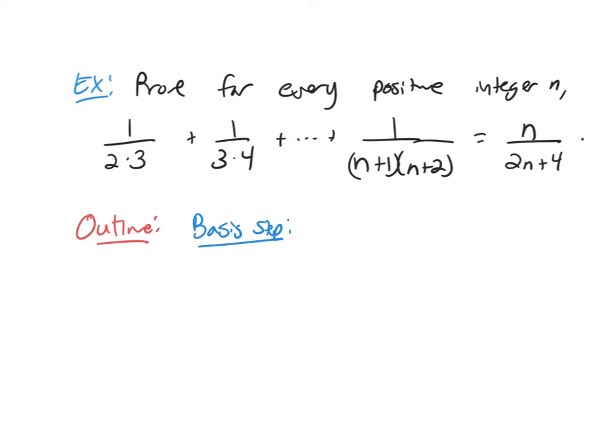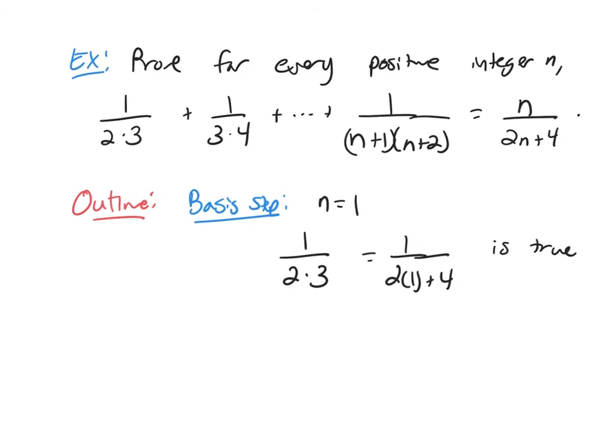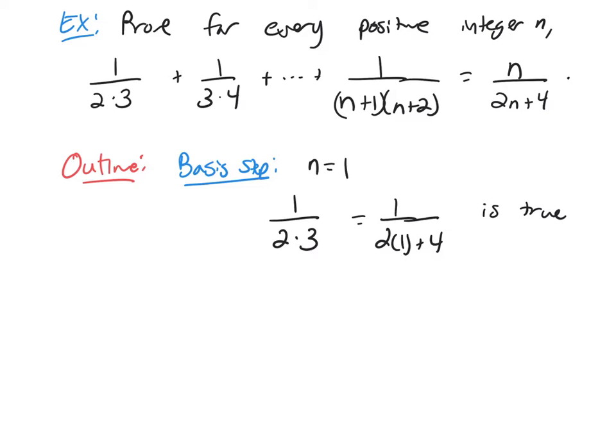You're going to plug in n equals 1 into here. So if I plug in n equals 1, I'm just going to have on the left 1 over 2 times 3. Is that the same thing? Plug in n on the other side, 1 over 2 times 1 plus 4. Those are equal to 1/6. So this is true. They're both equal. And now we're going to do our inductive step.